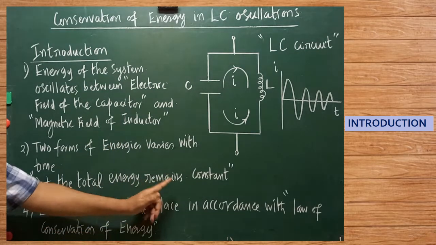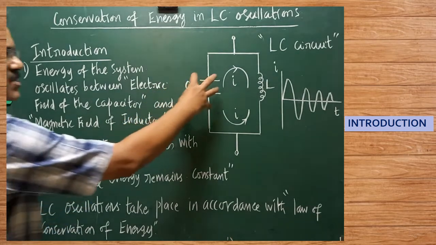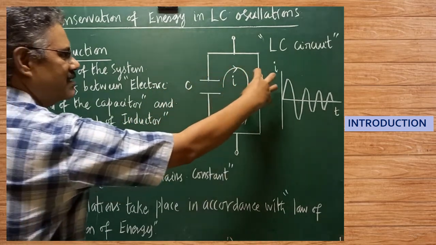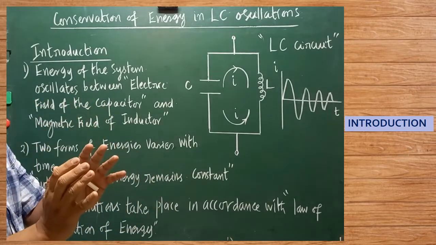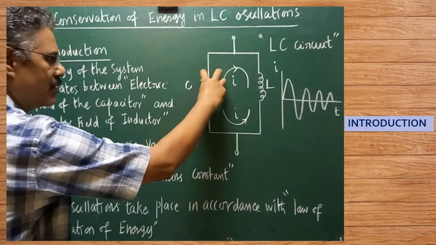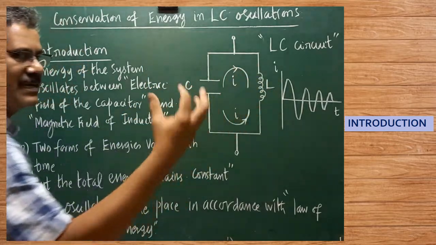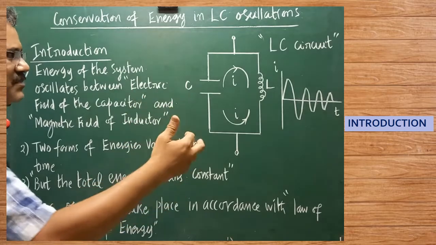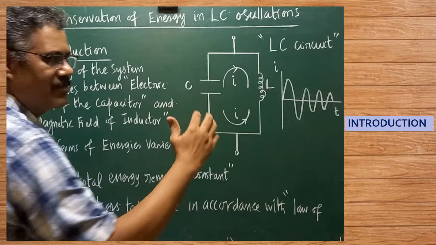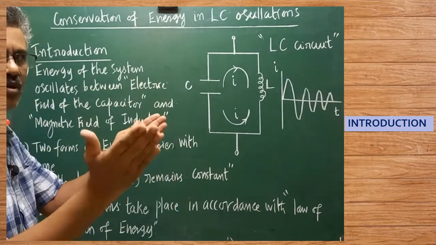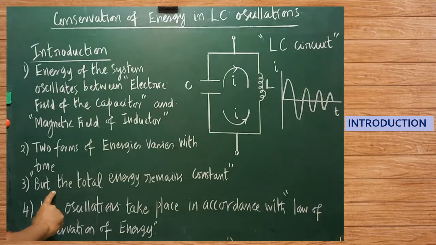But the total energy remains constant. What is the meaning of total energy remaining constant? If the energy stored in the capacitor and the energy stored in the inductor are added, you will get a constant value. Sometimes the energy stored in the capacitor will be more and the energy in the inductor less. Sometimes the energy in the capacitor may be less and the energy in the inductor more. If you add both, you will get a constant value. That is the meaning of this third sentence.